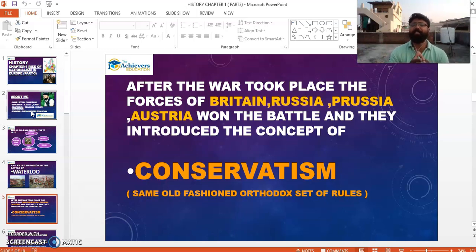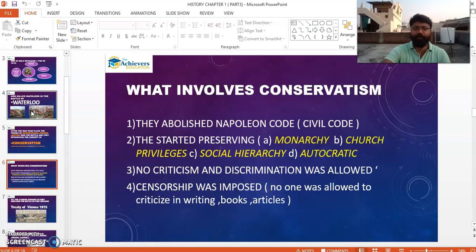As I have written in the bracket there, it is the same old-fashioned orthodox set of rules, which was brought back again by the forces of Britain, Russia, Prussia, and Austria. So let us see what ideas were brought by them in conservatism. First, they abolished the Napoleon Code. The civil code was abolished by them. As I told you at first, they did not like the changes brought by Napoleon when he came to France and conquered it, and he was forcing the people to join the army so that he could capture the entire Europe. So these conservative people abolished the Napoleon Code first.